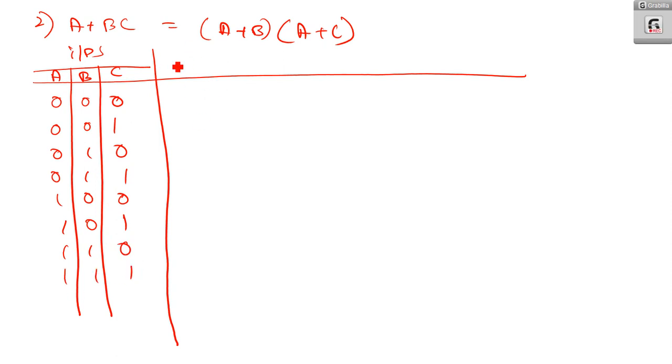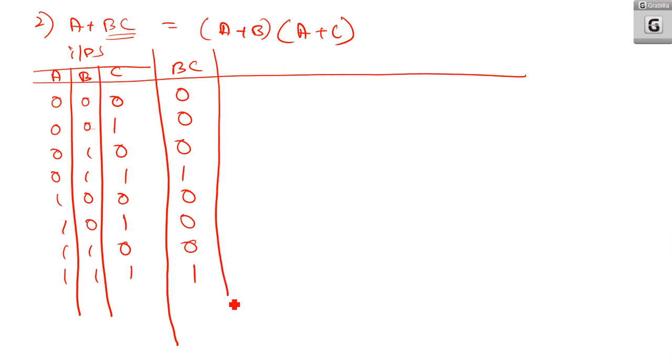Now coming to the first law, here I need to have B and C. So what is B and C? 0 and 0 is 0, 0 and 1 is 0, 1 and 0 is 0, 1 and 1 is 1.